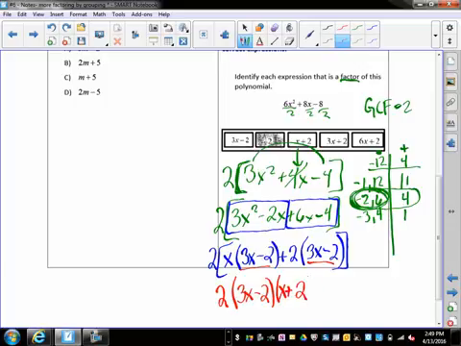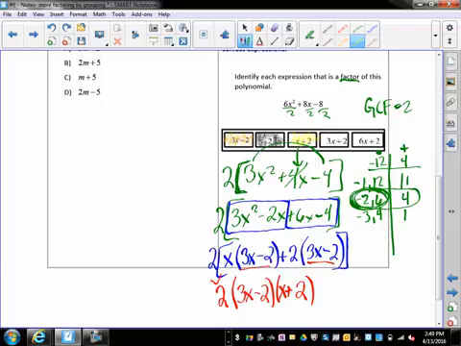Okay, so we already shaded my 2, right? Do we see 3x minus 2? Yes. Do we see x plus 2? Yes. There you go. Got our answer. Good. Questions on that? Okay, finally our last one. Oh, sorry. You have a question.